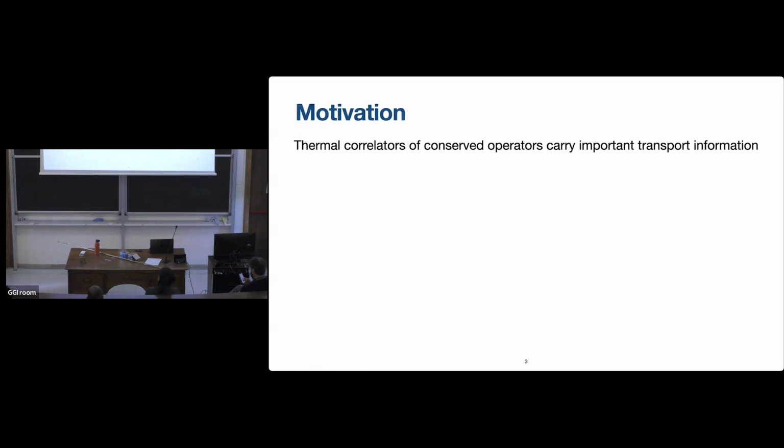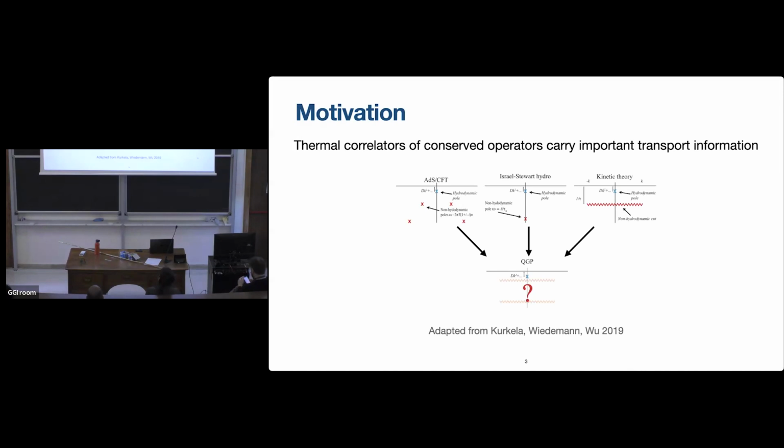Very simple statement at the beginning. Thermal correlators are important, especially of conserved operators, because they carry important transport information. To underline this, I like this picture from Kurkela, Wiedemann, and Wu that I've reshuffled a little bit. The idea is that we're trying to describe some sort of physical system. Here, the context of this paper, they were talking about the quark-gluon plasma. And if you look at linear response theory, there's some analytic structure here, which is ultimately unknown. And what we do as theorists, we try to come up with different descriptions that describe relevant aspects of the physical system and hope to glean some information from this.